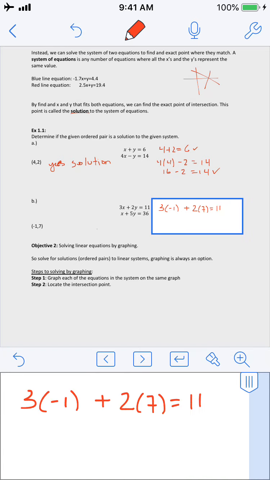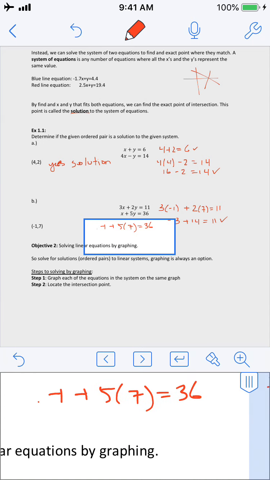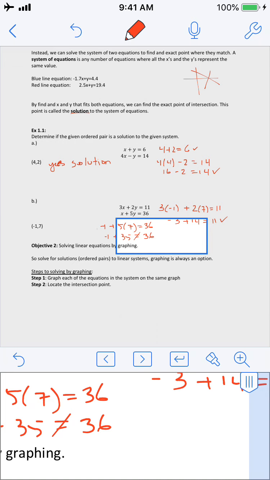Okay, let's see. -3 plus 14 does in fact equal 11. Great. -1 is 5 times 7, 6. That is not true. So we would say that no, it is not a solution. It would be so close. If that was a positive one, well, it would have worked in this one, but it wouldn't have worked in the other one, right? So kind of a moot point either way.